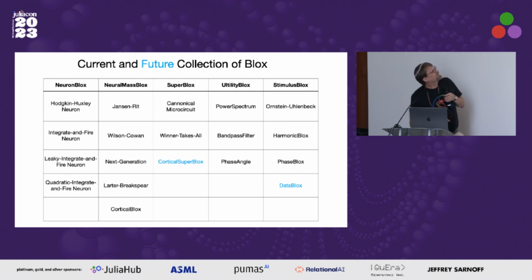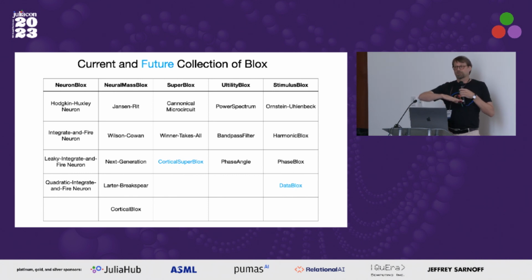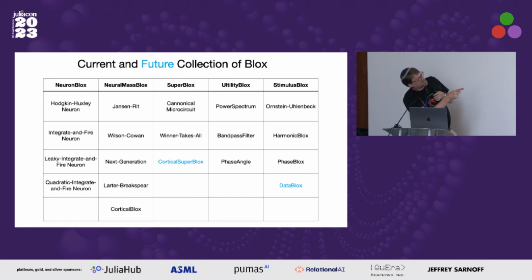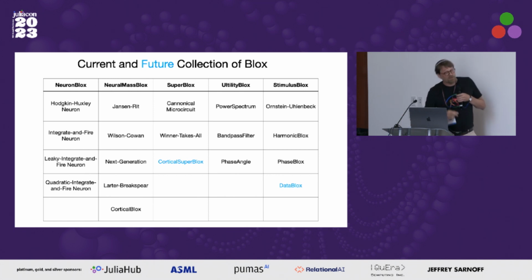So these are the collection of blocks that we have. We have lots of neurons. We have Hodgkin-Huxley neurons, integrate-and-fire, leaky integrate-and-fire, quadratic integrate-and-fire. We have Jansen-Rit, Wilson-Cowan, pretty much anything that is in the literature. And if you have any wishes, you can contribute them. We have superblocks, canonical microcircuits, winner-takes-all. We are actually working on a cortical superblock, which means that we will have hundreds of inputs and hundreds of outputs of these things. We also have utility blocks. We can take data, bandpass filter them, then send them to another block, and so on. And then also stimulus blocks, because we need blocks that create data, like, for example, a noisy input or images. I mean, the monkey data are patterns that are shown to the cortical block.